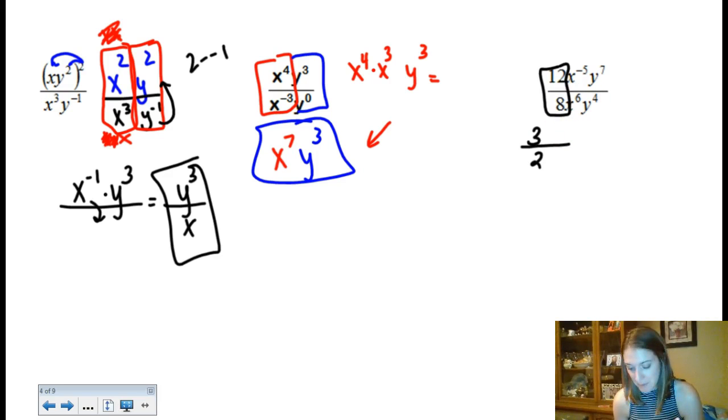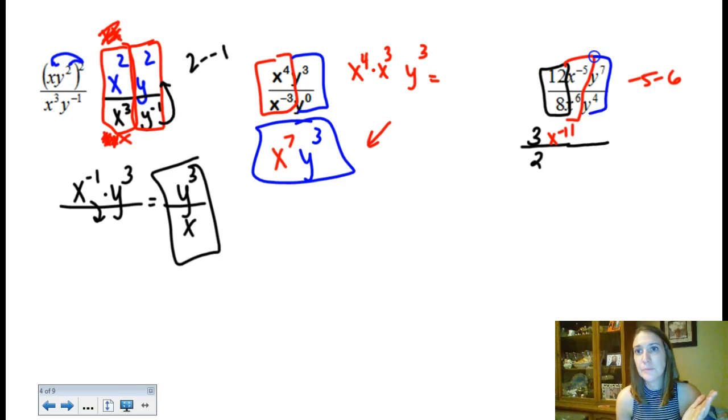So the x's, however, those have exponents. So you should be using your exponent rules. So x to the negative 5th over x to the 6th, we're supposed to subtract in that order. So we end up with x to the negative 11. Whenever you use those subtraction rules, everything defaults to the numerator until you move it later. And then for the y's, y to the 7th over y to the 4th is y to the 3rd.